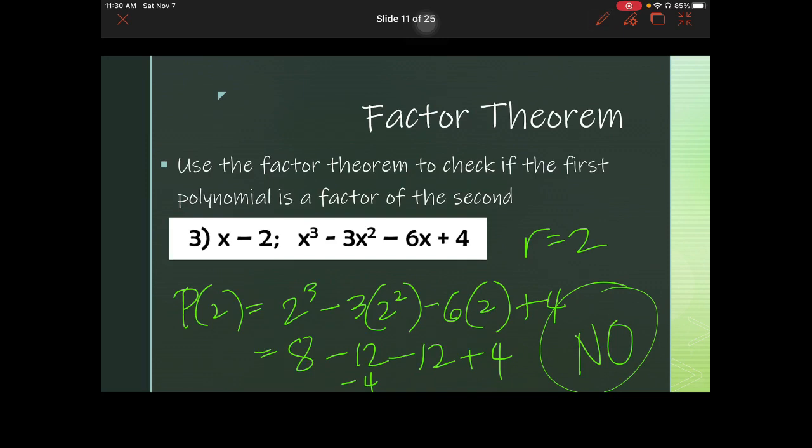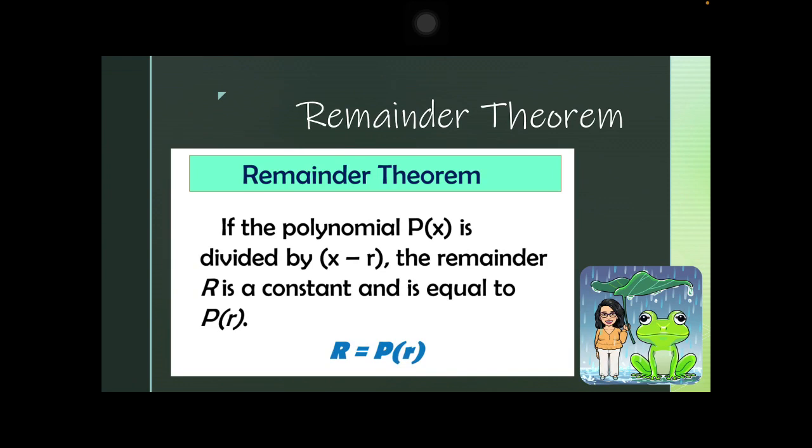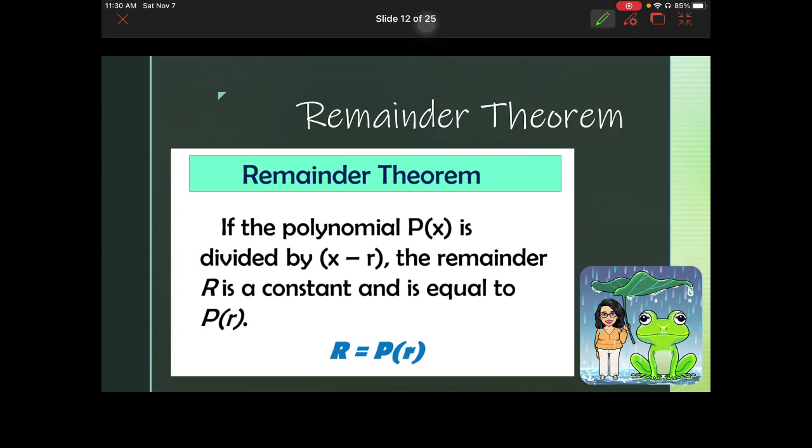Okay? Alright. Let's move on to the next theorem na kailangan nating aralin today, which is the remainder theorem. If polynomial p sub x is divided by x minus r, the remainder r is a constant and is equal to p sub r. So, essentially, sinasabi lang dito na kung isa-substitute natin yung r sa ating expression, kung ano man yung number na makukuha natin doon, yun ang remainder. So, this one we can check.